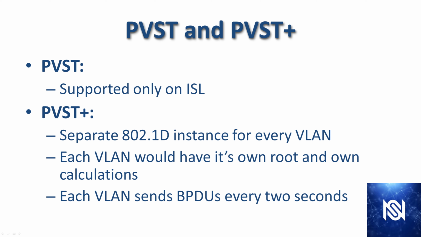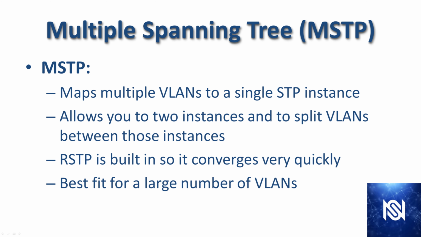This means that each VLAN will have its own root and perform its own calculation, and each VLAN will send out BPDUs every 2 seconds. Then we have multiple spanning tree, also known as MSTP. This allows you to map multiple VLANs to a single spanning tree instance. This works really well in cases where you have a high number of VLANs.